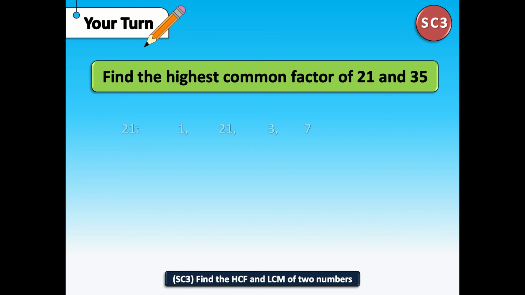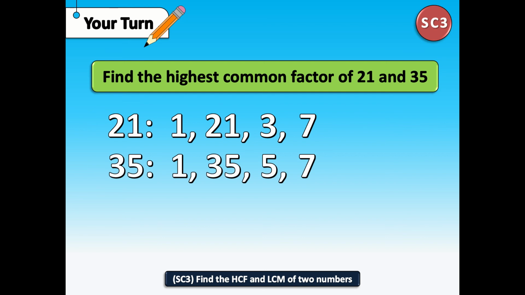So we start by writing out the factors of 21 and the factors of 35. And we see what is the biggest number that's in both lists, and it's 7. So the highest common factor of 21 and 35 is 7.